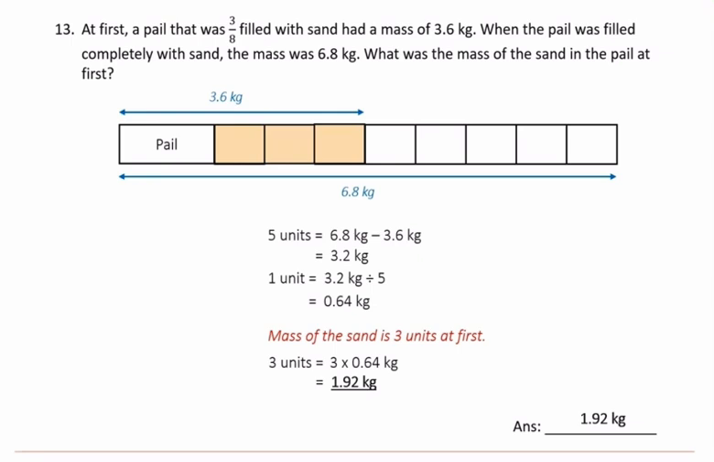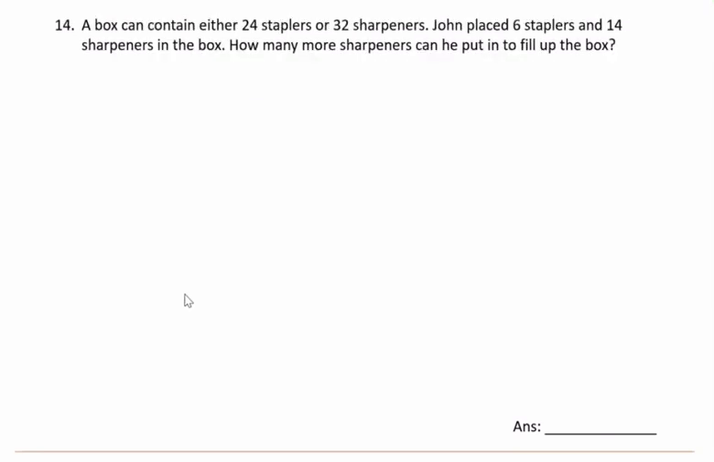All right, we have 2 questions left. All right, let's move on. Question 14. I know this is a little bit complicated. Okay, a box can contain either 24 staplers or 32 sharpeners. John placed 6 staplers and 14 sharpeners in the box. How many more sharpeners can he put in to fill up the box?